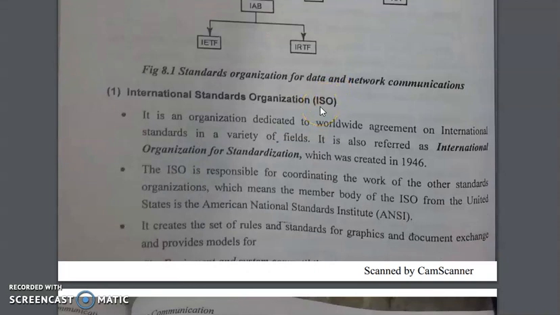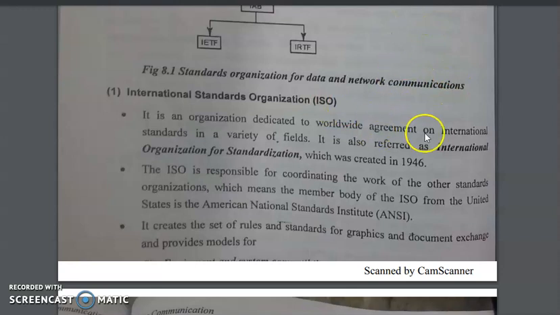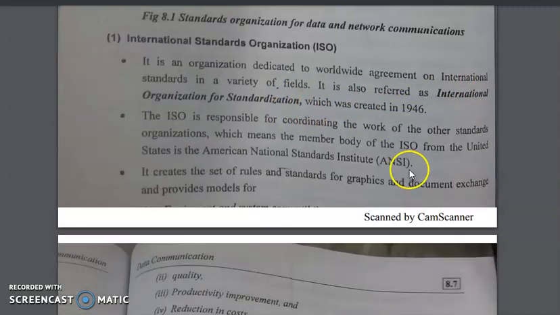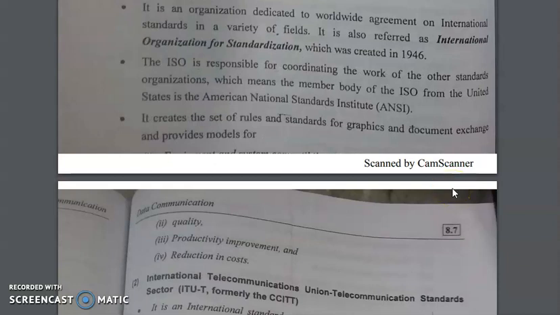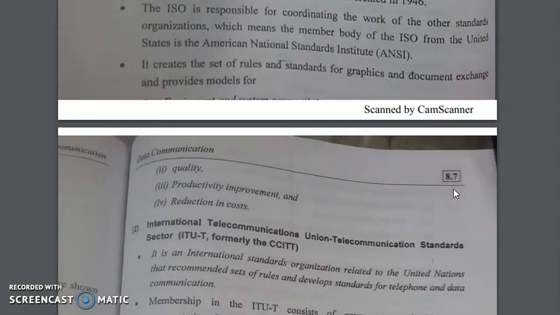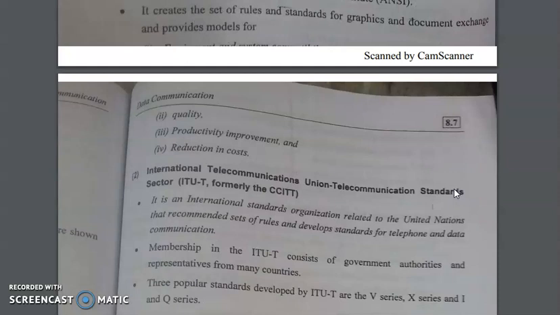International Standard Organization, ISO. It is an organization dedicated to worldwide agreement of international standards in a variety of fields. It is also referred to as International Organization for Standardization, which was created in 1946. It creates a set of rules and standards for graphic and document exchange and provides models for equipment and system compatibility, quality, productivity improvement, and reduction in cost.